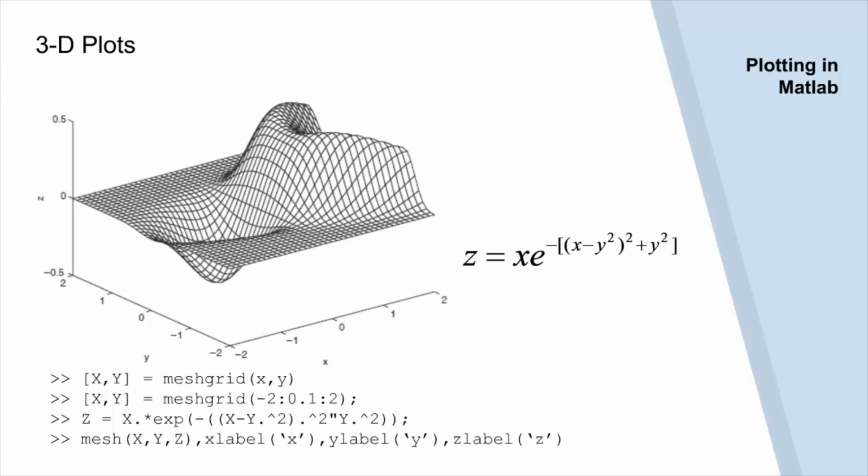Each rectangular panel in the grid will have a width equal to the x spacing and a depth equal to the y spacing. The resulting matrices X and Y contain the coordinate pairs of every point in the grid. These pairs are then used to evaluate the function. The function [X, Y] equals meshgrid(x) is equivalent to [X, Y] equals meshgrid(x, x), and can be used if both x and y have the same minimum values, the same maximum values and the same spacing.